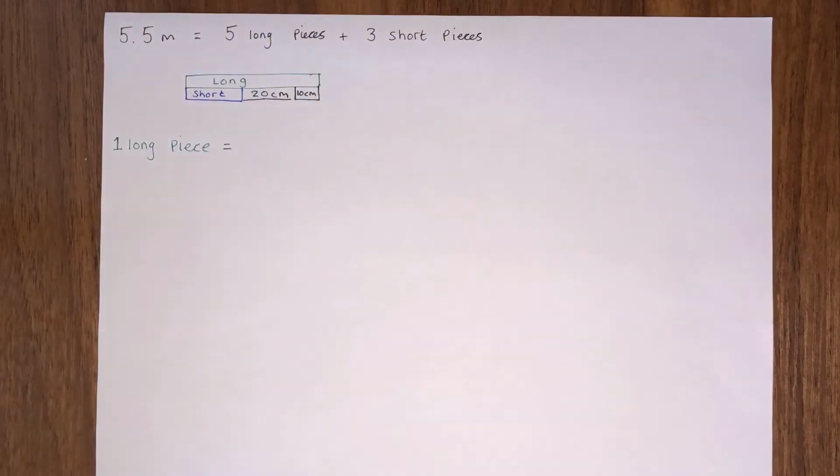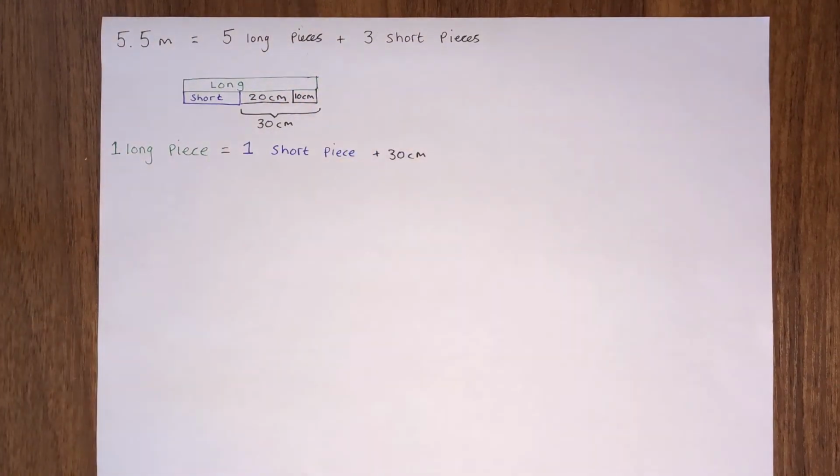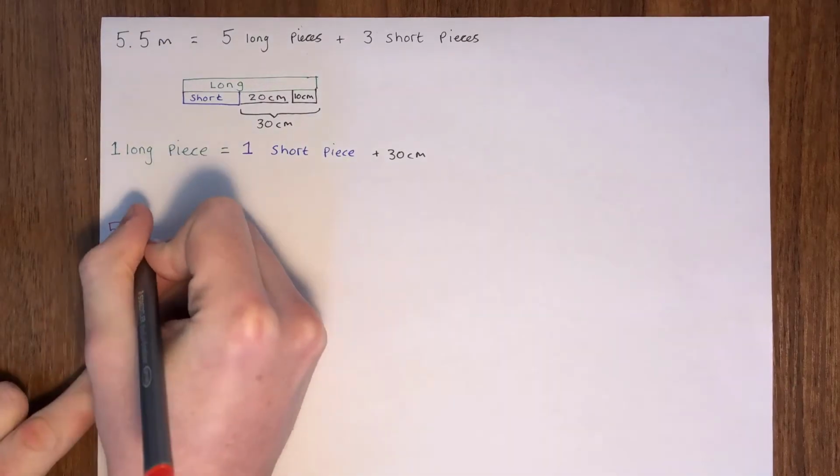Those of you that are working ahead of me, you already noticed that 20 centimetres and 10 centimetres adds up to 30. So I can show that one long piece is the same as a short piece added to 30 centimetres. Let's put that into what I already knew at the top then.